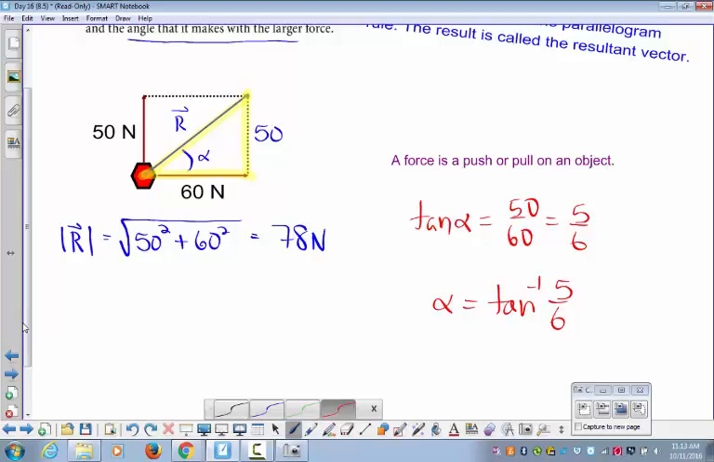Now, if we knew that that angle was obtuse, we wouldn't write this. We would write alpha prime equals that. And we'd have to use a reference angle if the angle was not acute. So type that into your calculator, and let's round that to the nearest degree. What do we get? 40 degrees, so that's our angle with the larger force.